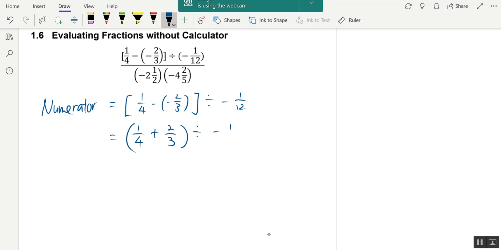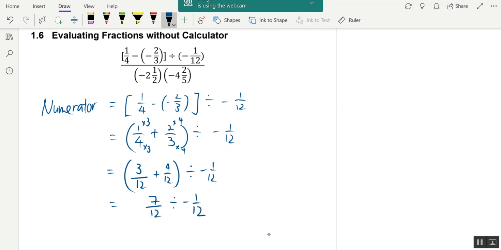Divide by negative 1 over 12. We can just leave it first. Let's just do the inner bracket as always. Common denominator would be 12. So this guy must multiply by 3, multiply by 3, multiply by 4, multiply by 4. This will be 3 over 12 plus 4 over 12. For the inside of the bracket, divide by negative 1 over 12. That will mean it's 7 over 12 divided by negative 1 over 12.